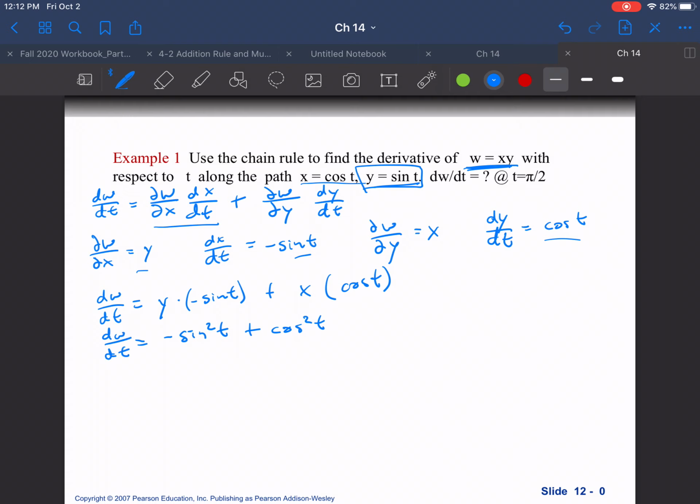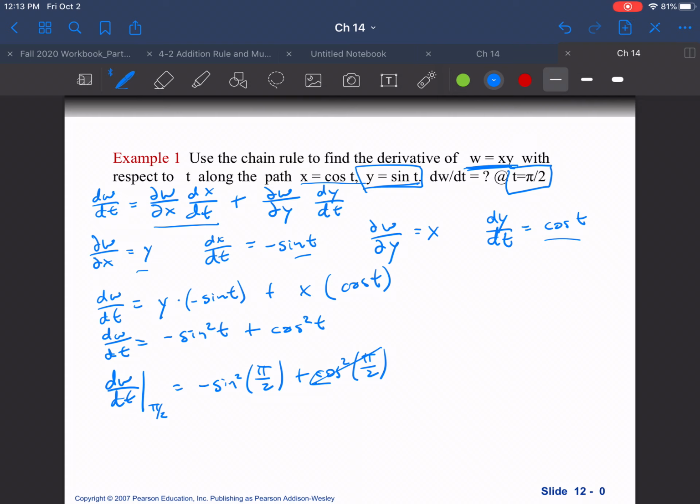The only thing left you could do is this last part: they wanted t equals pi over 2, so you could plug in pi over 2. So we could do dw dt evaluated at pi over 2. And so we get negative sine squared of pi over 2 plus cosine squared of pi over 2. And so pi over 2 is where cosine is 0, so that's 0, and sine is 1.